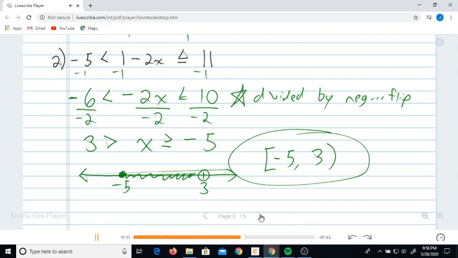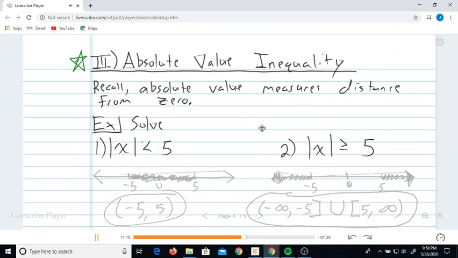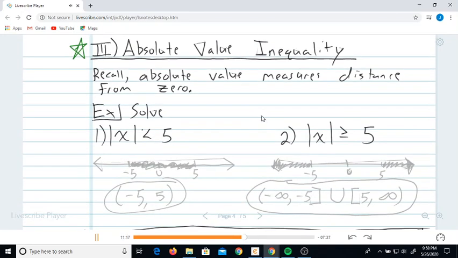That brings us to the last topic for Unit 1, absolute value inequalities. And we talked about absolute values in the last section. Absolute value measures distance from 0. So let's go ahead and think our way through these problems.